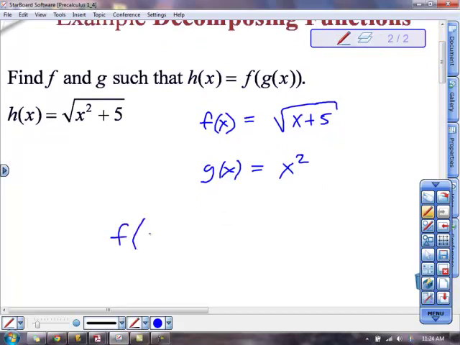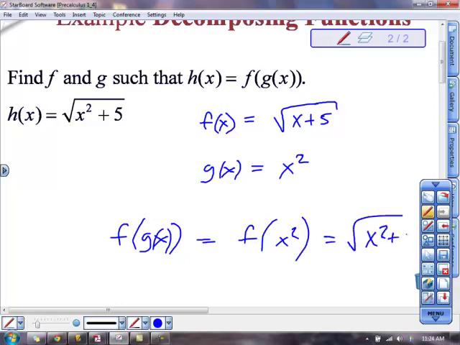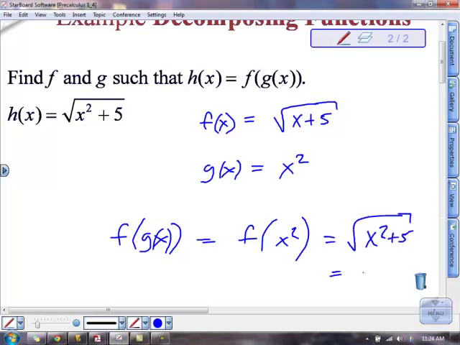When I do this, f of g of x. It should be f of g of x first, so g of x is x squared. So if I then take x squared and stick it into a function f, I should get the square root of x squared plus 5, which is my h of x. So I checked it to make sure that it works.